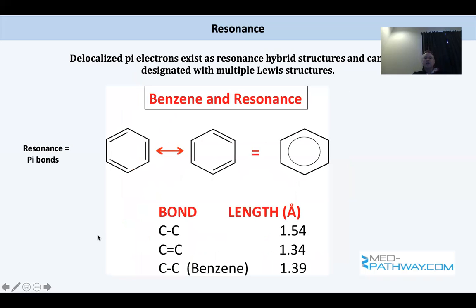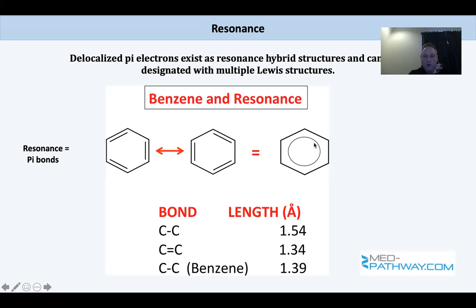Now, just as induction is to sigma bonds, resonance is to pi bonds, and the classical structure is, of course, benzene itself. And here's the structure of benzene that we all know of, okay? It has C6H6, but we know we can draw two different Lewis dot versions of benzene by alternating the position of the double bonds within the ring.